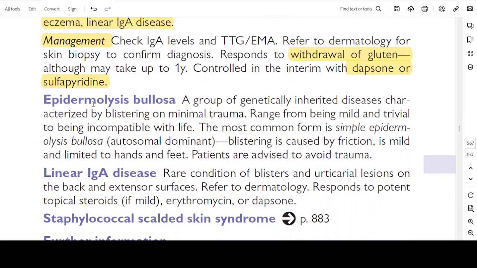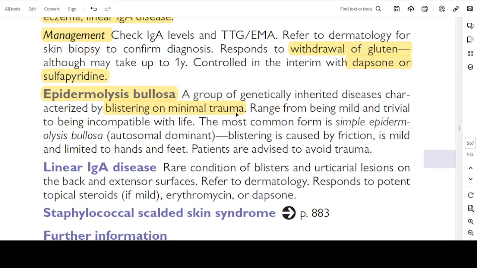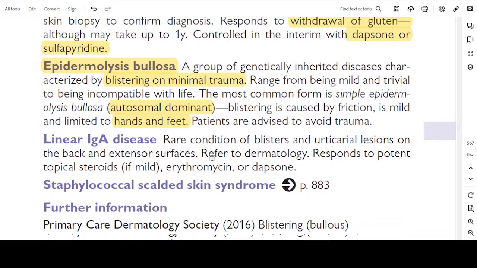Epidermolysis bullosa, a group of genetically inherited diseases characterized by blistering on minimal trauma. So whenever there is a small trauma, there will be blistering. Range from being mild or trivial to being incompatible with life. The most common form is simple epidermolysis bullosa, which is autosomal dominant. Blistering is caused by friction, is mild and limited to the hands and feet. Patients are advised to avoid trauma.